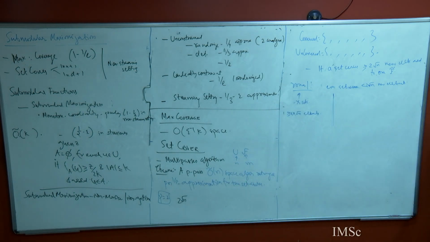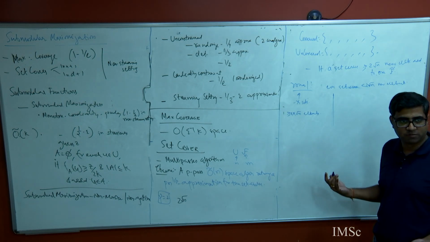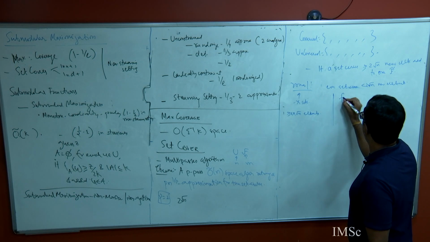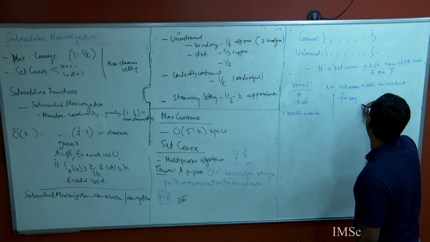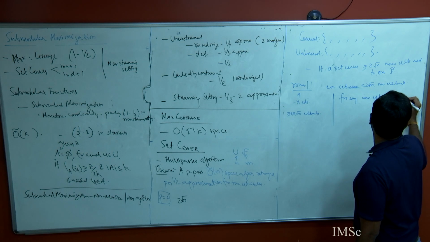In the second pass, suppose I take all uncovered sets. For every element, I just pick up one. We will do something much smarter, but for now, for every uncovered element, just pick a set.